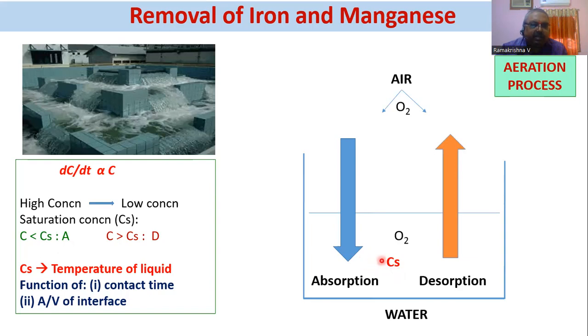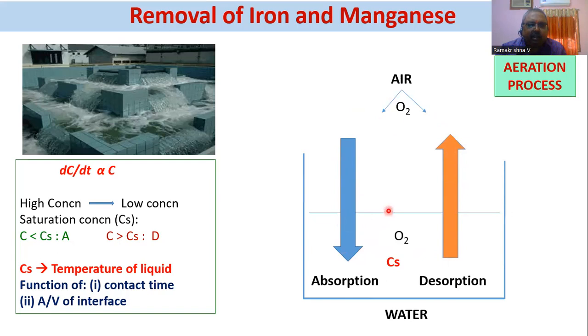If the concentration of oxygen in the water is less than that at that temperature, then automatically it can take oxygen from the air, because the concentration available is less than the saturation concentration. If the concentration in the water is more than the saturation at that temperature, maybe 10 or 10.5, that means it can release some amount of oxygen. Releasing is desorption, taking from the atmosphere is absorption. This is a continuous process, it keeps on going.